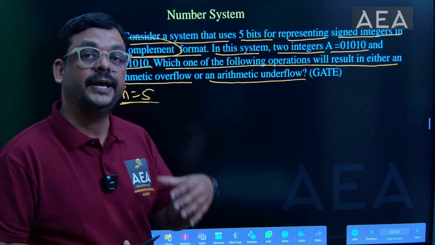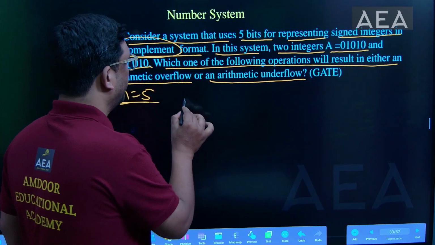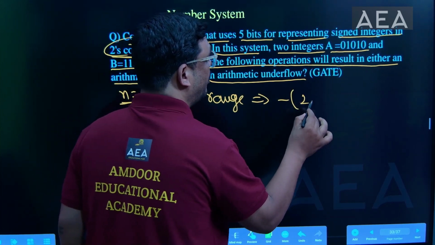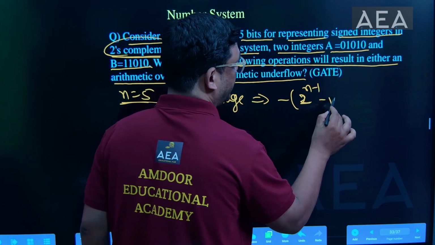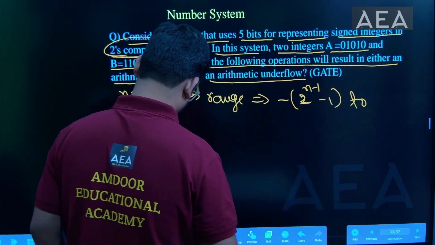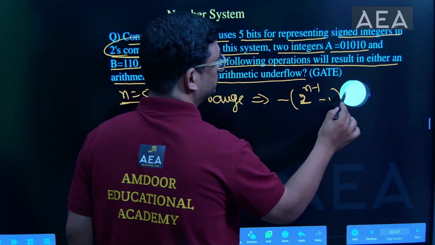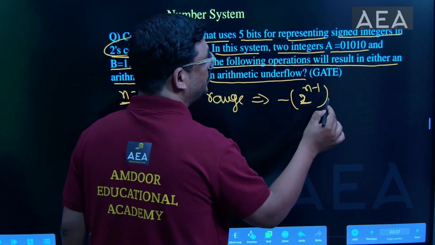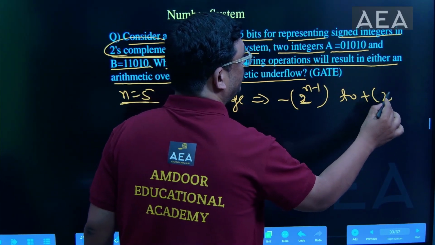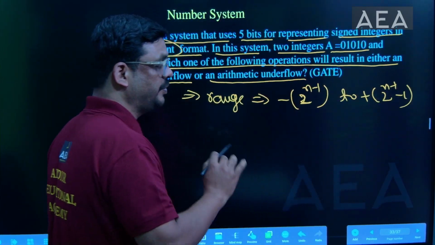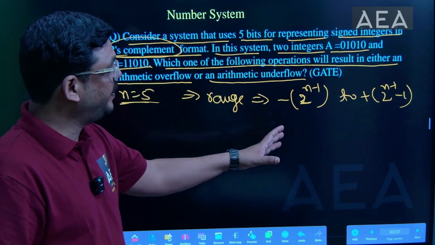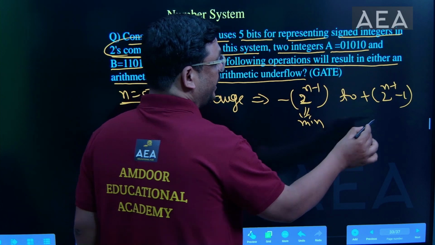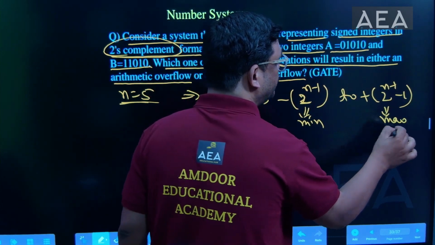First of all, we have to identify the range of the 2's complement representation. The range of the 2's complement representation using n bits is minus 2 to the power of n minus 1 to plus 2 to the power of n minus 1, minus 1. This is the standard formula which explains the range of the number system. This number gives the minimum number using n bits and this number gives the maximum number using n bits.